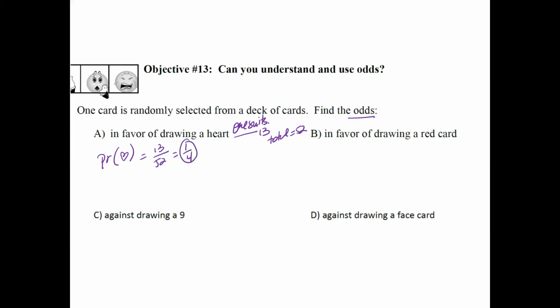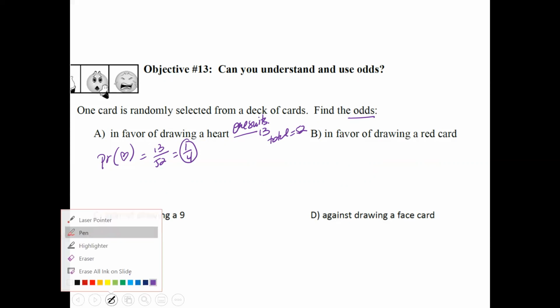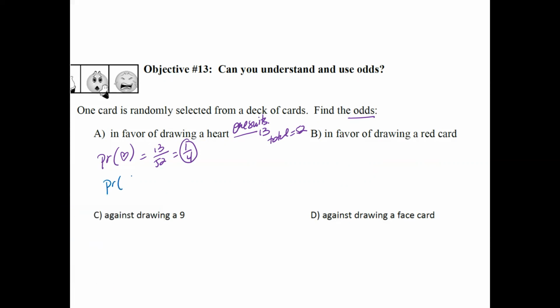I'm going to circle that answer. Then the probability that you're not going to draw a heart, which means you draw a club or a spade or a diamond, is going to be 3 out of 4, or 75%, because those are the other 3 suits.